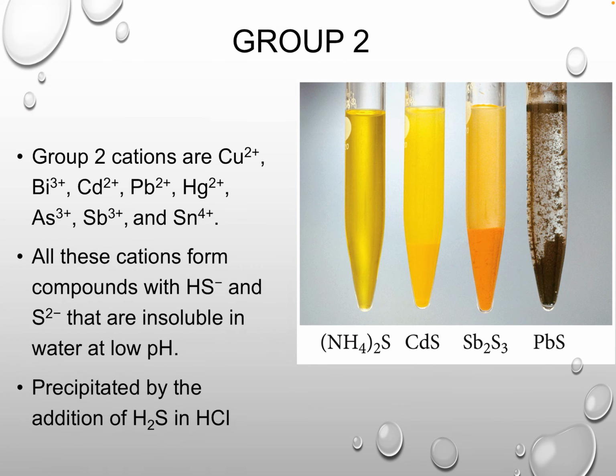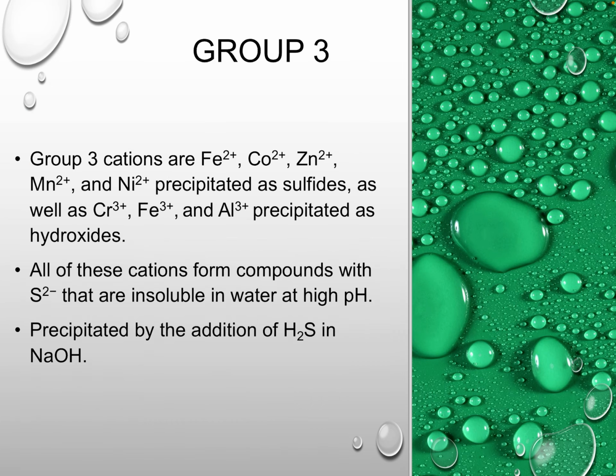The second group were the cations that formed sulfides in acidic solution. Okay, so then when we add this, we'll form all of these different sulfides at low pH. And then we can add hydroxide, and we can get all of the sulfides that are insoluble in basic solution to crash out, as well as some of these hydroxides, right?